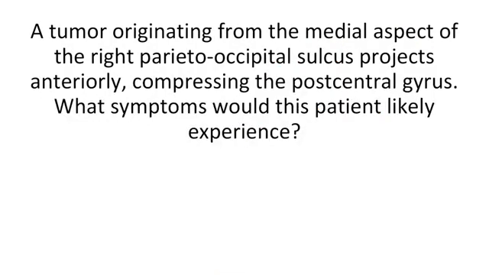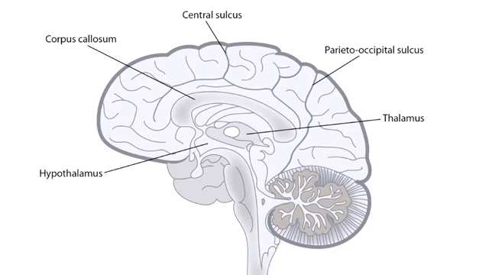A tumor originating from the medial aspect of the right parieto-occipital sulcus projects anteriorly, compressing the postcentral gyrus. What symptoms would this patient likely experience? Okay, for this question, let's pull up figure 8.3 so we can clearly see what the question is referring to. This is figure 8.3, which shows a mid-sagittal view of the brain. And again, this is anterior and this is posterior.